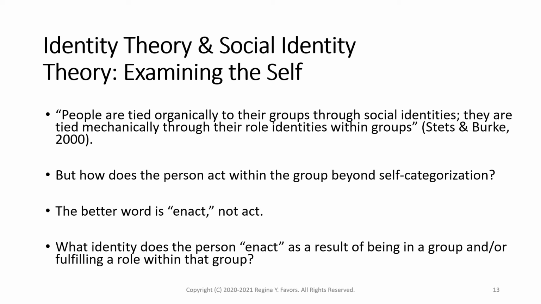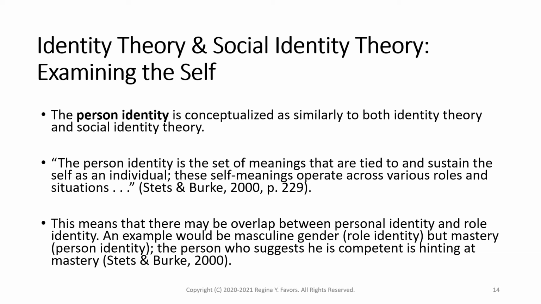But how does the person act within the group beyond self-categorization? The better word is enact, not act. And if you think about enact, you think about it in terms of legislating, right? You are legislating your identity. Or the social identity theory, the social group or category, is legislating how you should act, right? What identity does the person enact as a result of being in a group and or fulfilling a role within that group? So now we're talking about the person identity.